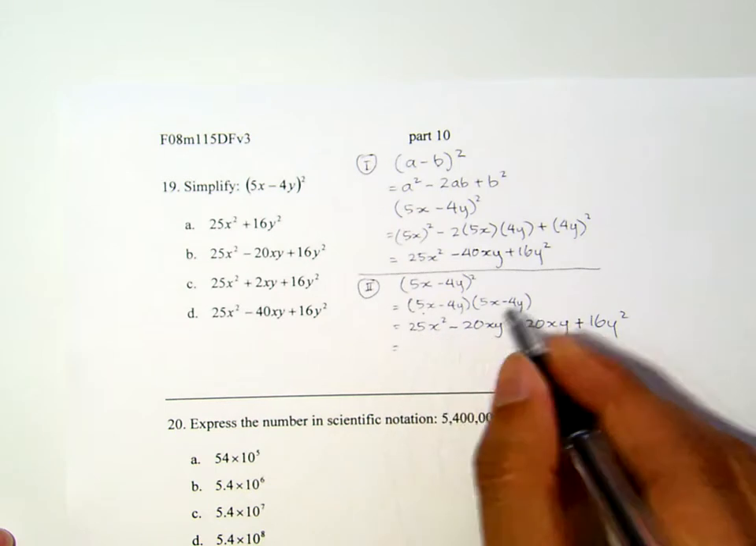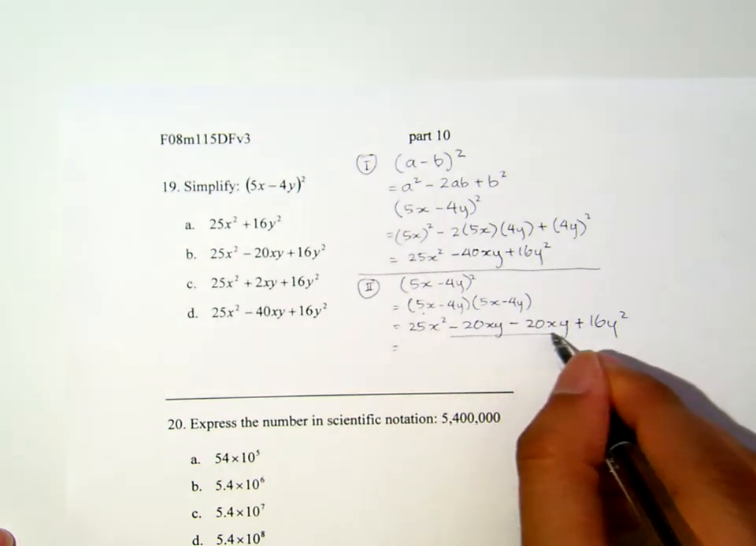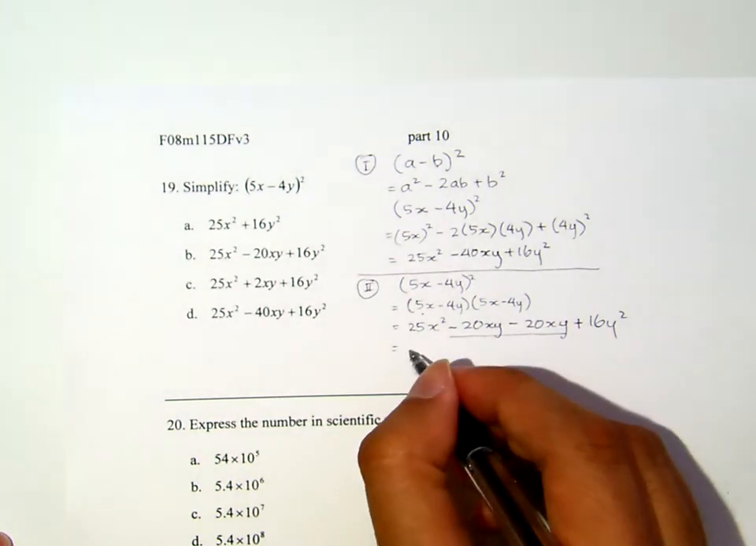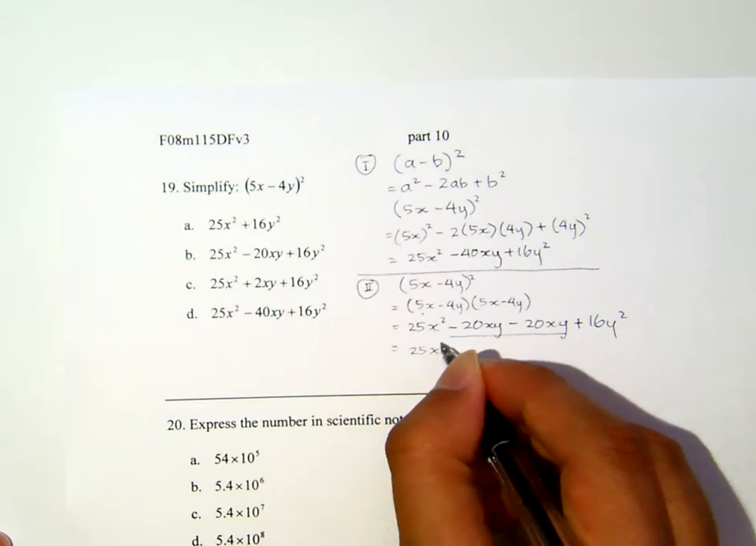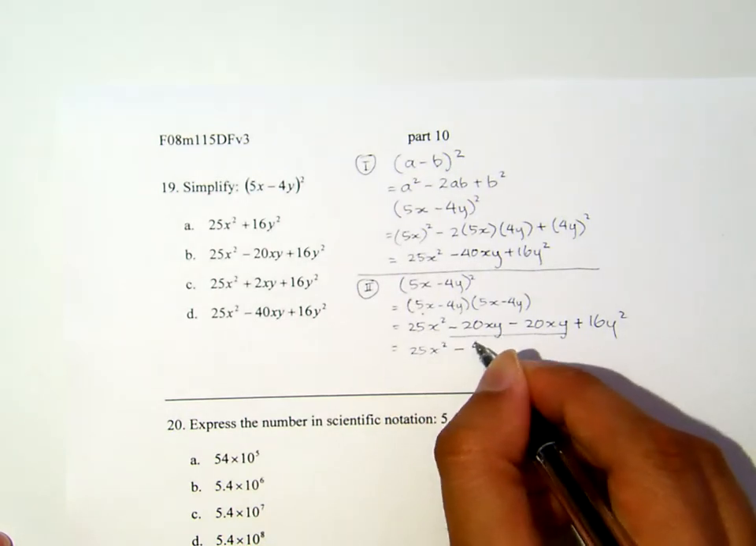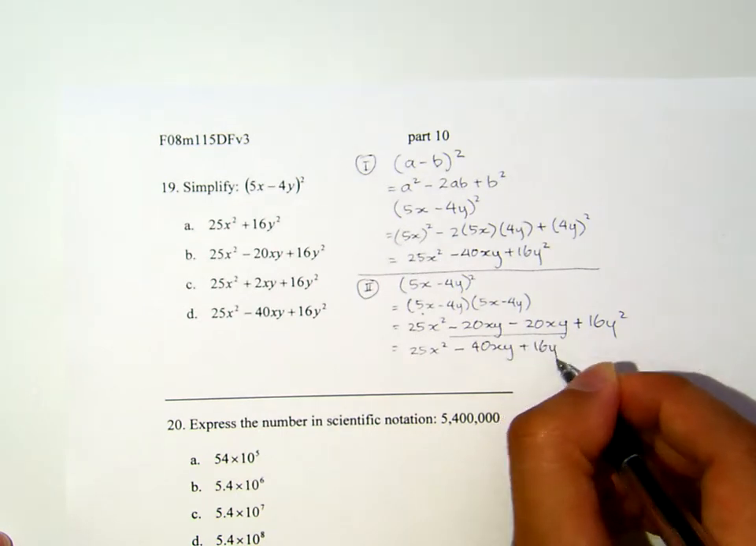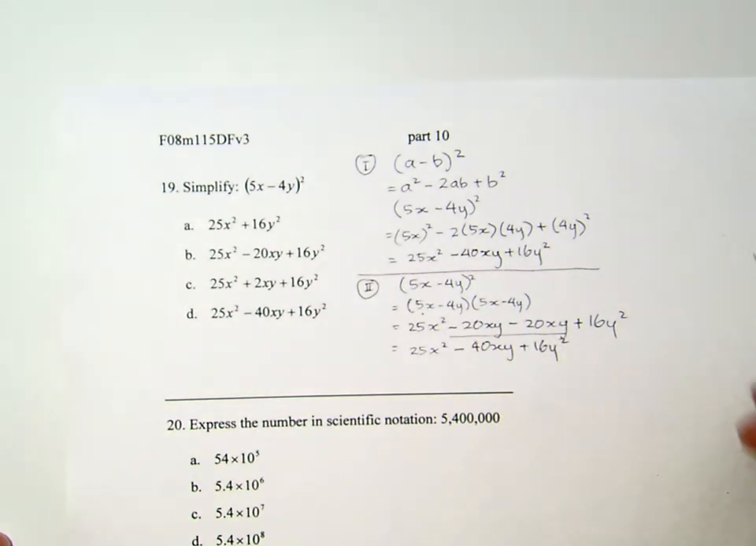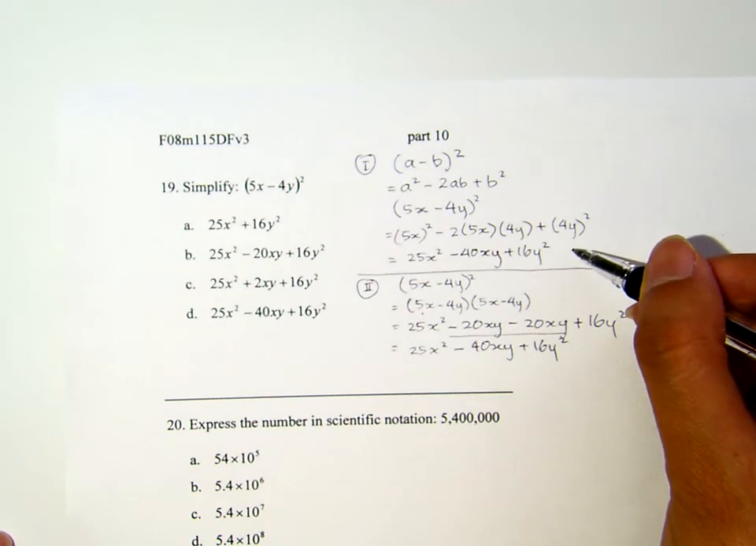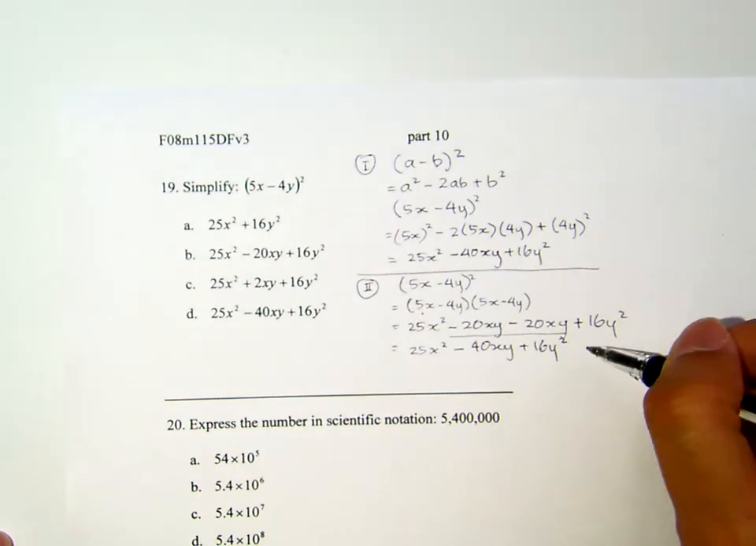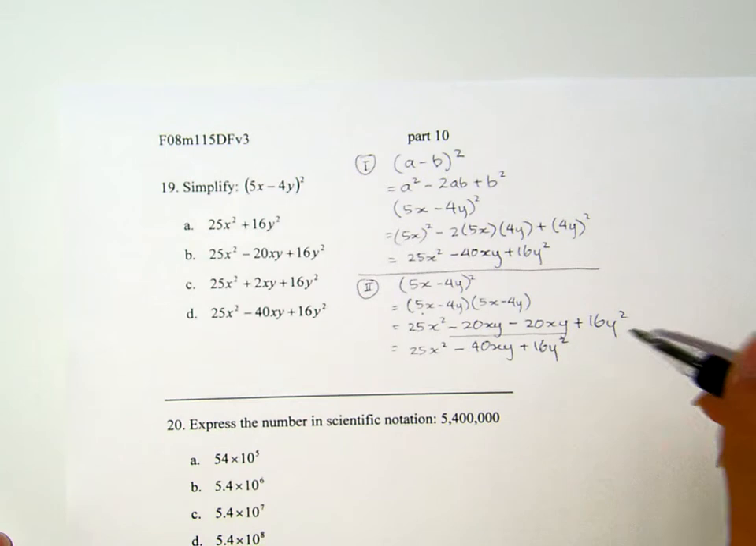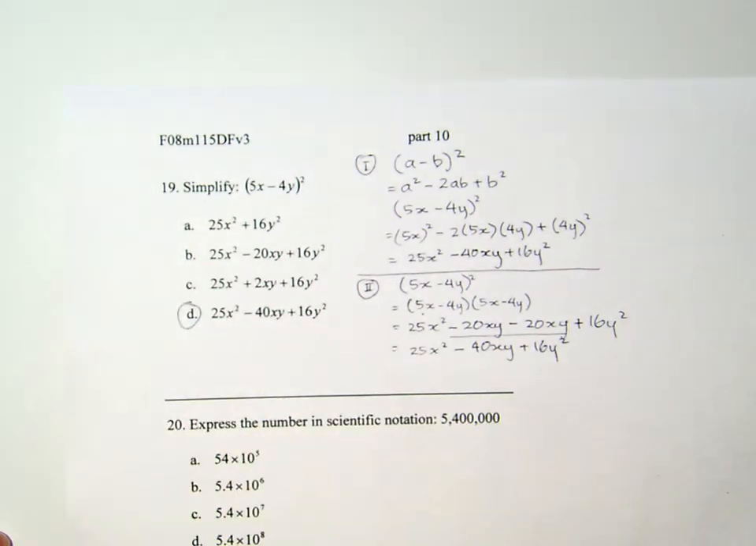And then we combine the middle two like terms. That will be 25x squared minus 40xy plus 16y squared. Notice that both of our answers, from the first method and the second method, match, and that gives us answer D.